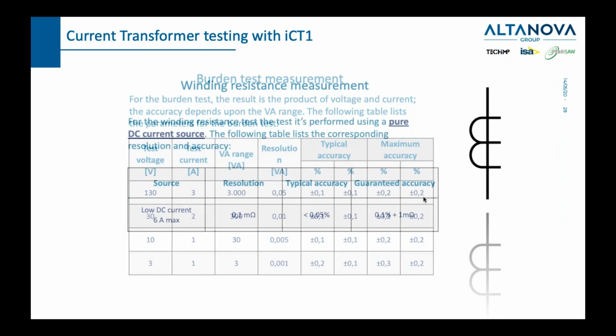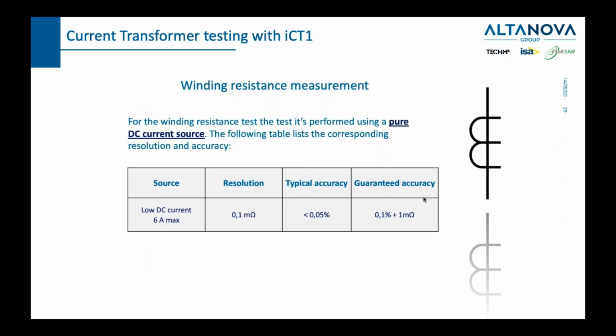Winding resistance: whoever has tested a CT until now understands that winding resistance can be the longest test. It's not very long, sometimes half a minute, sometimes a minute, but in this case, it's much faster. We use 6 amps with a resolution of 0.1 milliohm, and the typical accuracy is 0.05%, while the guaranteed accuracy is 0.1%. This is very, very accurate, and trust me, it's very fast. You will see it in the upcoming movie, which I will show.